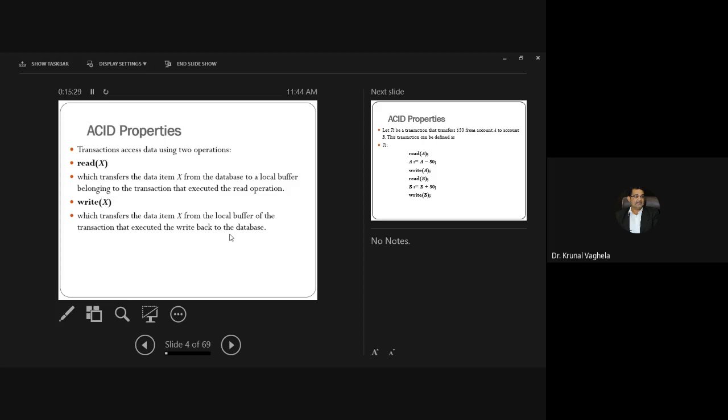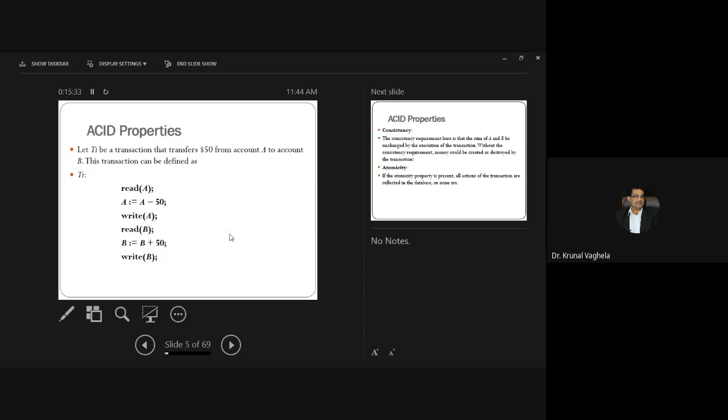Should I show you one transaction? This is one simple transaction. Can anyone tell me what this transaction is doing?